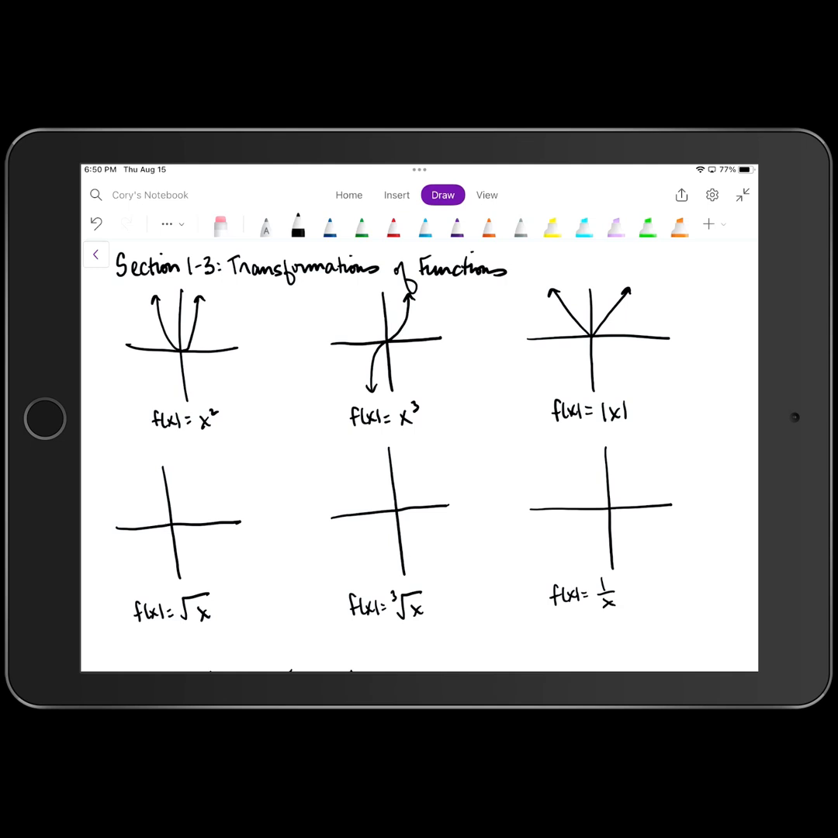The function f of x equal to rad x is going to start at the origin and extend up and to the right. The function f of x equal to the cube root of x, that graph is going to lie in quadrants 1 and 3, like this. And when we look at the function f of x equal to 1 over x, that graph also lies in quadrants 1 and 3, looking like so. So when it comes to using transformations to graph functions, these are the six functions that we are going to shift around in the coordinate plane in order to look at their graphs.